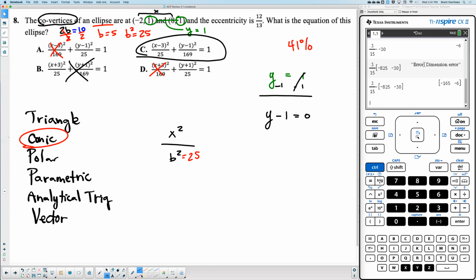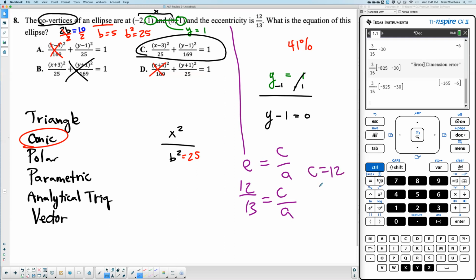C over A. So if you had to use it, which on this one we already had the answer, the formula is C over A. What you would do is plug in 12 divided by 13 is C over A. What does that mean C is? C is 12, and as soon as you know that, you want to find C squared, which is 144. And what does that mean A is? 13. As soon as you know A, you want to square it as well, and then that's 169.